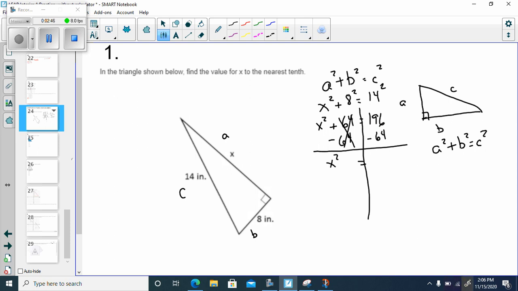Make sure that you use your calculator when you do that calculation because you don't want to get it wrong. That would be 132. x squared is equal to 132. I'm not looking for x squared, I'm looking for x. The opposite of squaring a number is to take the square root of it. So in your calculator, you're going to take the square root of 132 because what you do to one side of the equal sign, you do to the other.